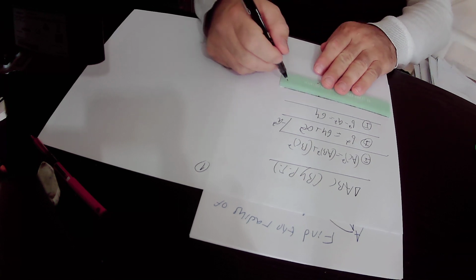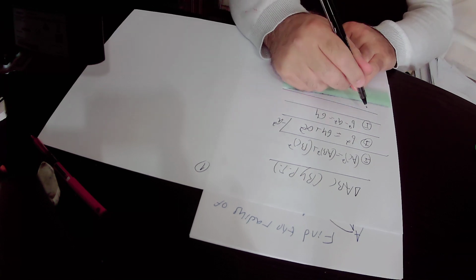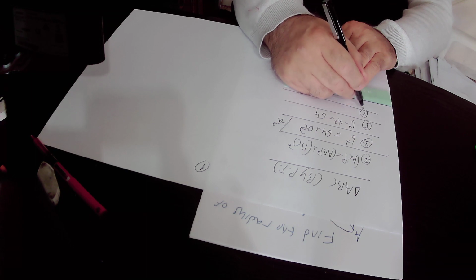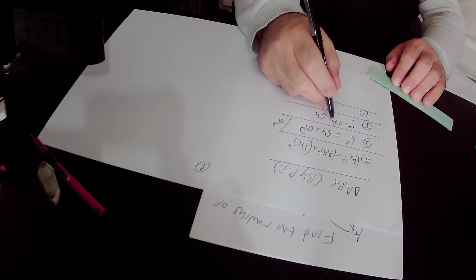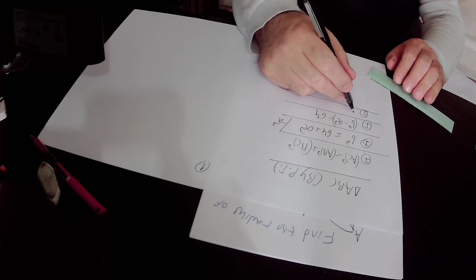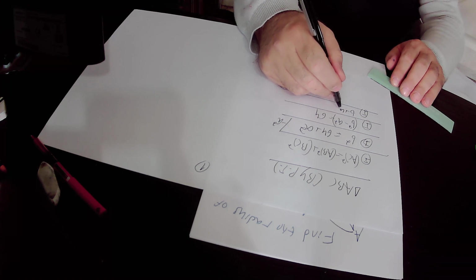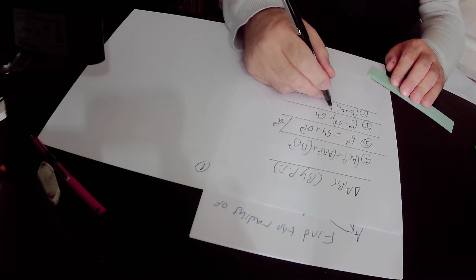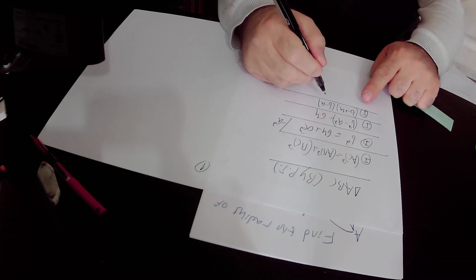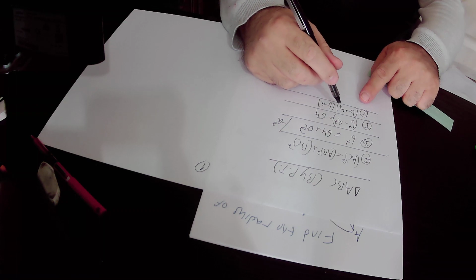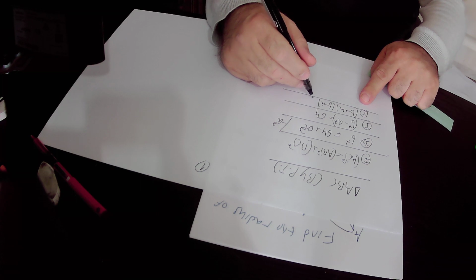Here we use the algebraic identity that B square minus A square is actually equal to B plus A times B minus A, so we substitute B square minus A square by B plus A times B minus A, and according to equation number 1, it is equal to 64.